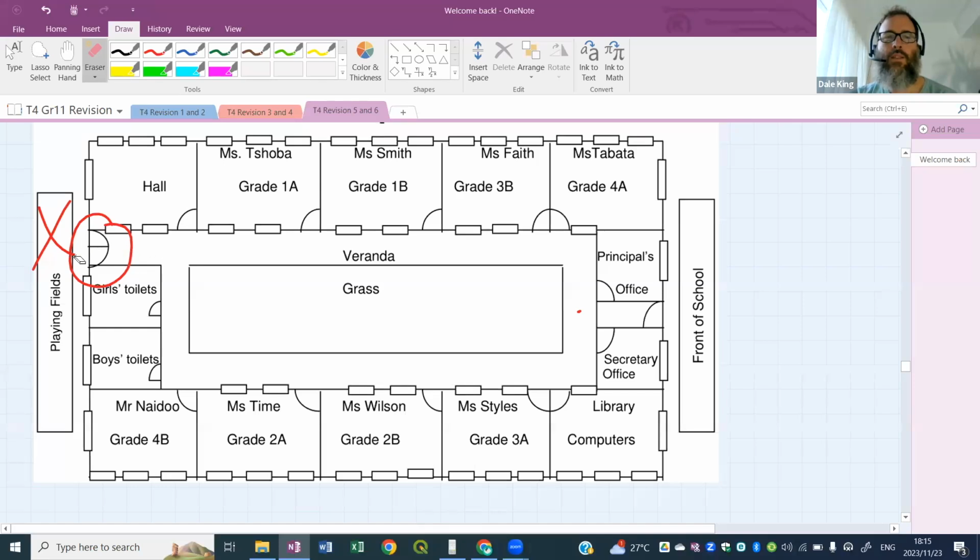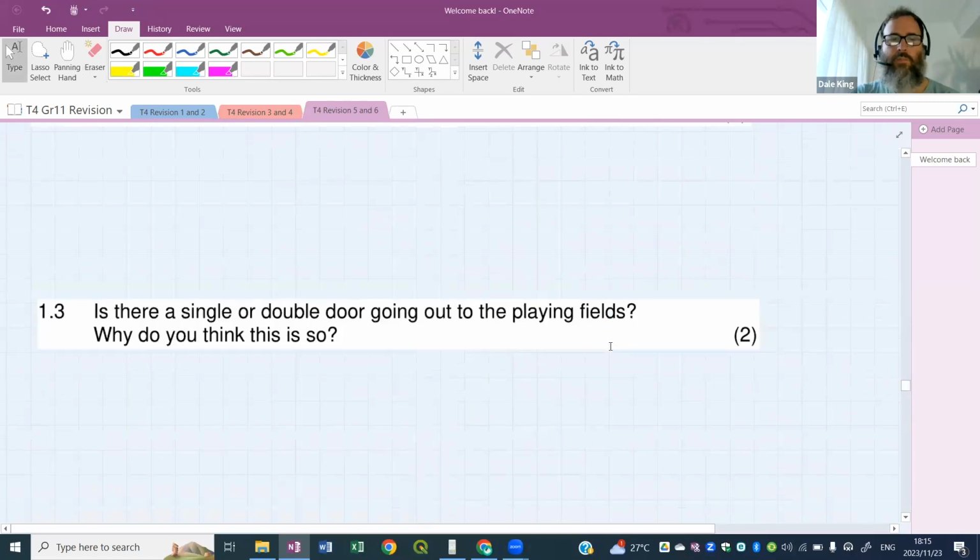There's only one exit to the playing fields. So all the learners are going there, and they need the space to get through that door. Very good. Perfect. Thank you, Atliho. Thank you so much. All right. Excellent. Let's move on to the next one.